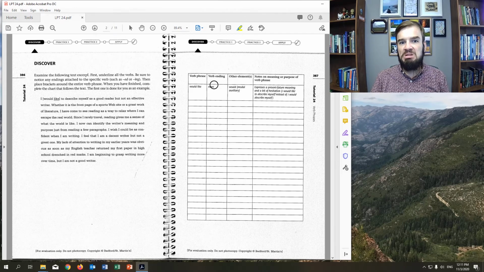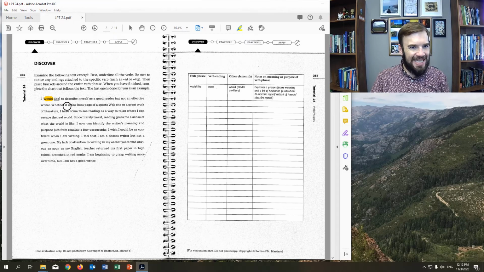The verb ending, none. There are other elements here, right? We do have a modal auxiliary, would. And notes on the meaning, as Professor Ferris says here, this expresses a present future meaning and a bit of hesitation. I would like to describe myself instead of I would describe myself. And that's a little bit of an advanced construction, but at the very least, I'd really like you to go through this activity and identify the verb phrase, identify the verb ending, and any other elements. So we can do one more together here.